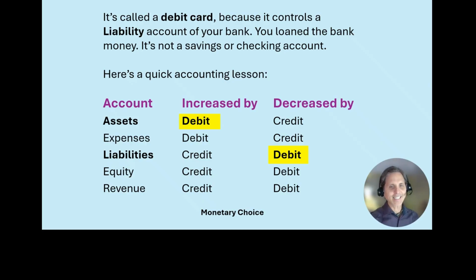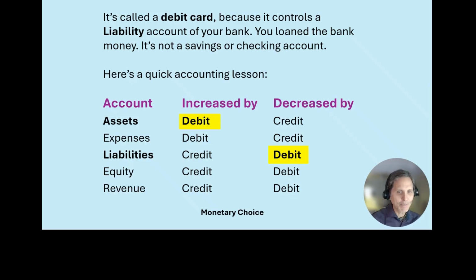If it's an asset account, it would be called a credit card, because if it's really your asset account, you would be crediting it to decrease it. But instead, you're debiting something. What are you debiting? You are debiting a liability account of the bank, because the truth is you lent money to the bank. You loaned it to them and they owe it to you. When you withdraw some of that money, they owe you less, and therefore their liability has gone down.